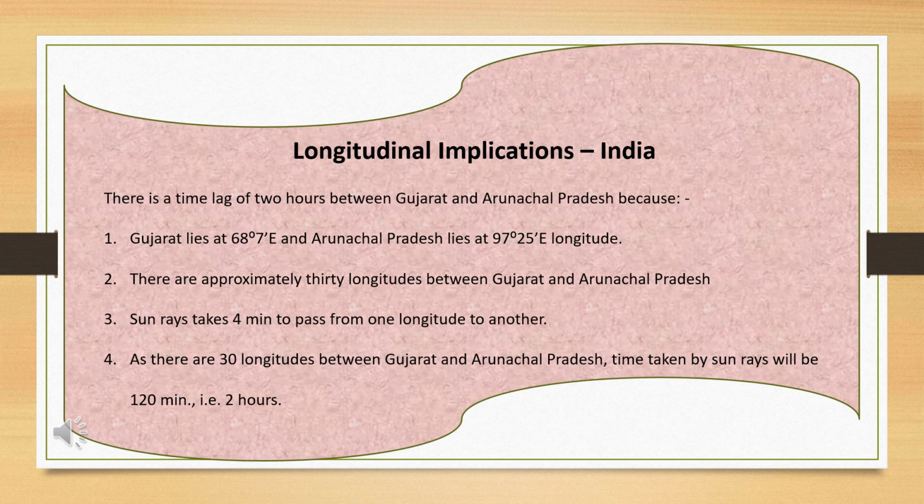Now, if you remember, if we know how many longitudes are there between two places, we can calculate the time difference. So between Gujarat and Arunachal Pradesh, there are approximately 30 longitudes. And to pass from one longitude to another, it takes 4 minutes. Hence, there is a time difference of 120 minutes or 2 hours between Gujarat and Arunachal Pradesh.